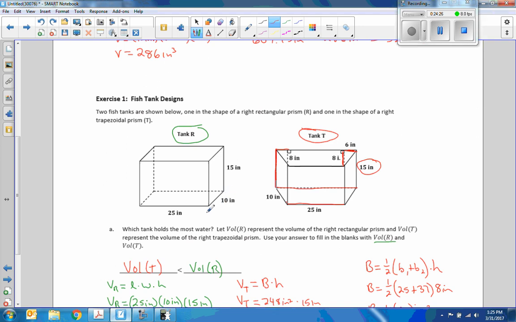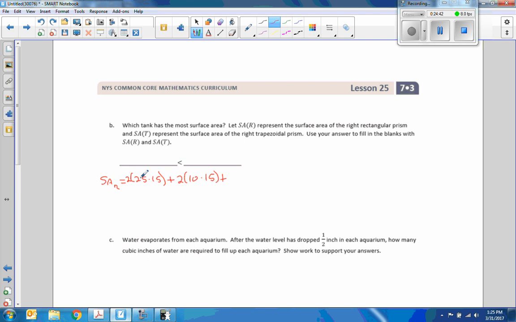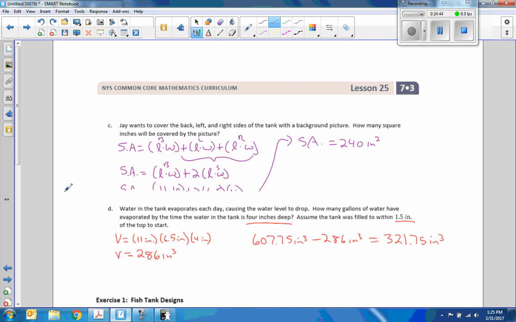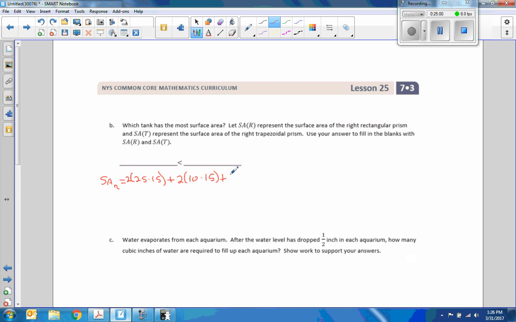I have 25 by 15, I have 10 by 15. What am I missing? 10 by 15 and 15 by 25. 15 by 25, front back. 10 by 15, left right. Top and bottom are 25 by 10. Okay, so 2 times 25 by 10.